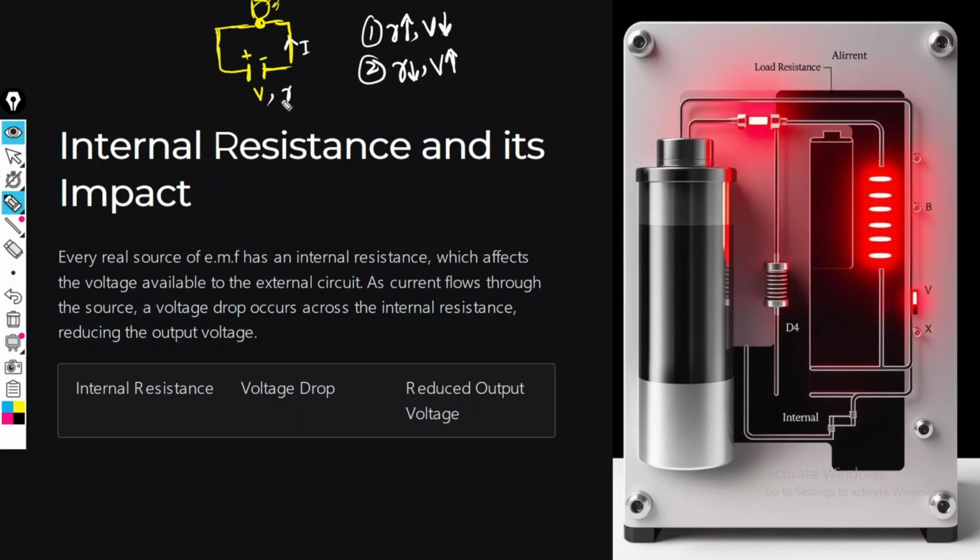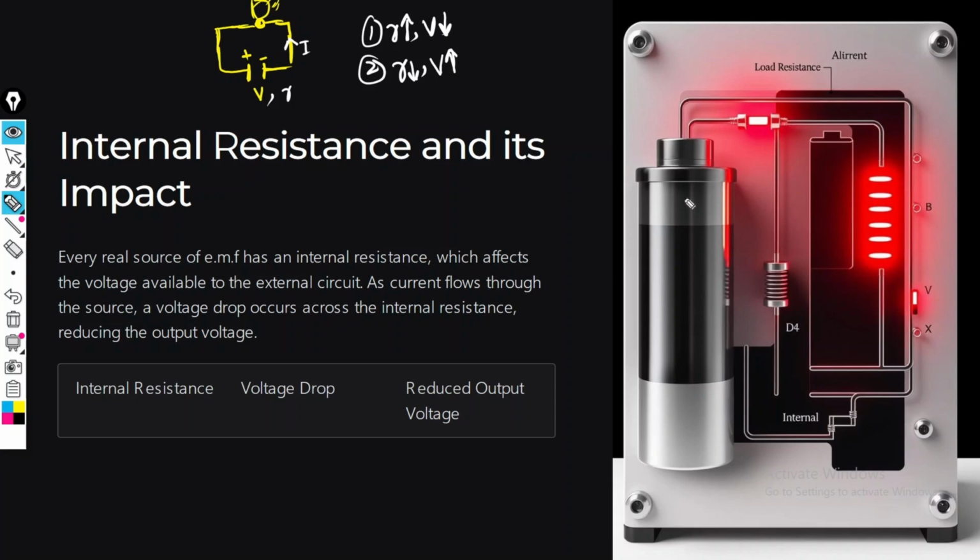If the internal resistance is more, then the voltage provided to the circuit will be less, and if the internal resistance of the battery is less, then more voltage will be provided to the circuit. So that is the internal resistance of the battery. Every real battery will have some internal resistance, which may be greater or less, but there must be some internal resistance.